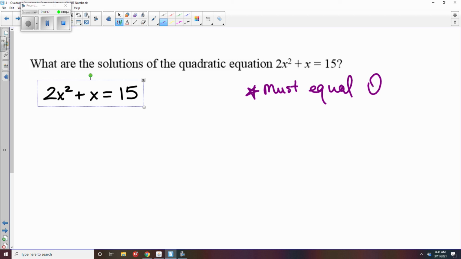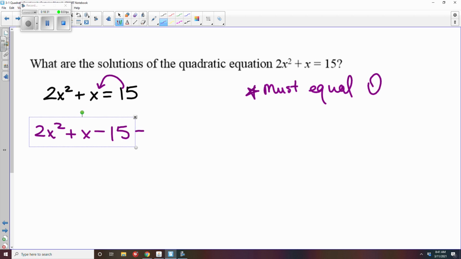So currently I have 2x squared plus x here on the left. Who needs to come to the left? 15. So minus 15 becomes a minus 15. You got it, so 2x squared plus x minus 15 now is going to equal 0. So step 1, check. We got the whole thing to equal 0.